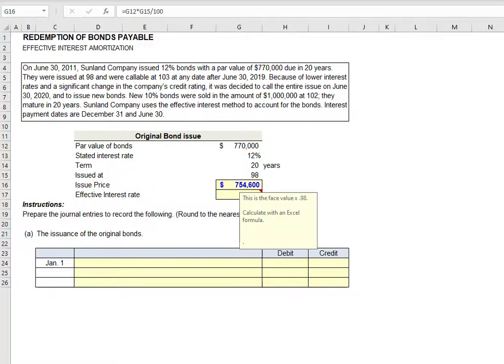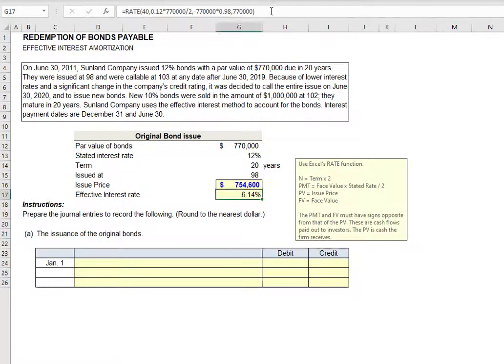The price is $754,600. This is the face value of $770,000 times 0.98. We're also going to need to calculate the effective interest rate, since we're told the Sunland Company uses the effective interest method to account for our bonds. We can use Excel's rate function to calculate this.